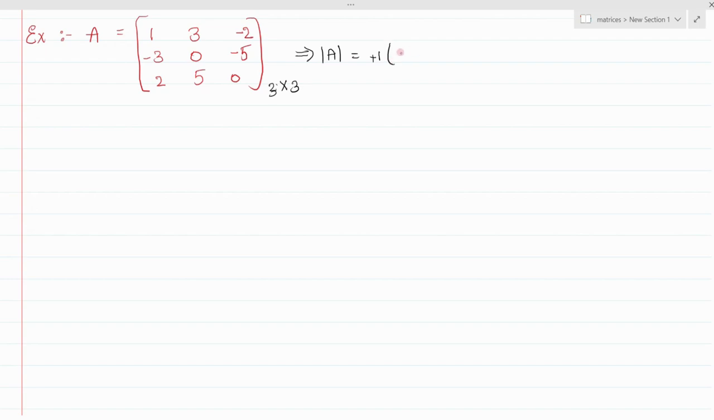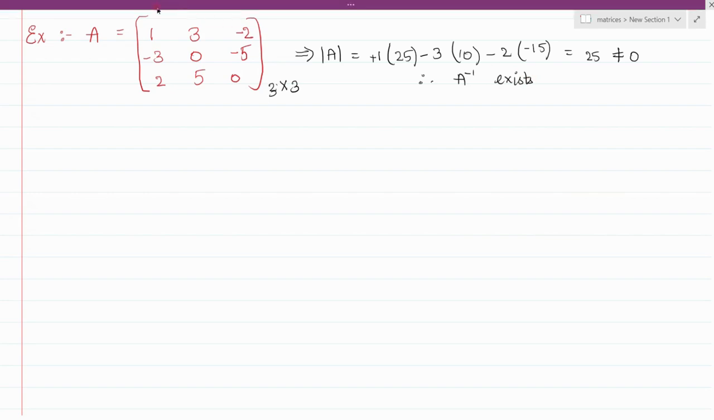Plus 1 into, hide its row and column, you'll get 25, minus 3, hide its row and column, you'll get 10, minus 2 into minus 15, which is nothing but 25. So it is not equal to 0. Therefore, A inverse exists.